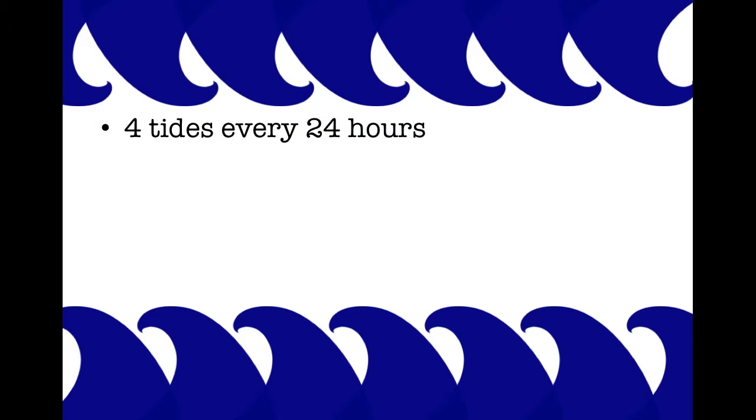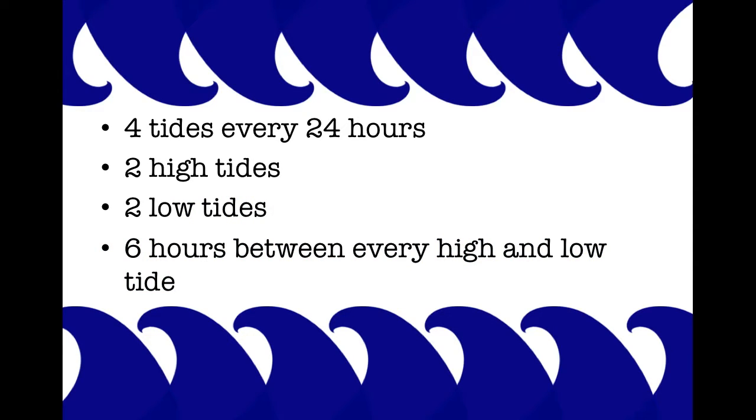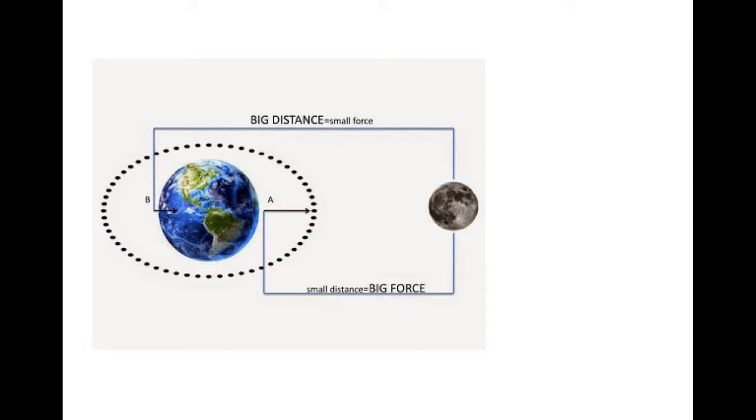Experience 4 tides every 24 hours, 2 high tides and 2 low tides. This means that there's 6 hours between every high and low tide. The reason for this is because the moon exerts a gravitational force on Earth, as can be seen in the picture. There is a difference in force felt by opposite sides of Earth because of the change in distance between side A and the moon and side B and the moon.